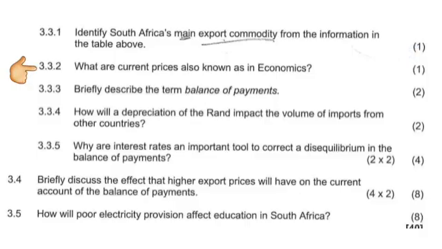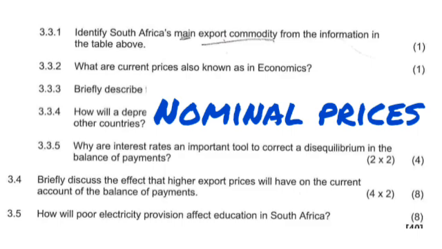And 3.3.2, it says what are current prices also known as in economics. This one doesn't even have to go back to the table. It's your general knowledge. If you have studied balance of payments before, we know that current prices are also known as nominal prices. In that table they said that those amounts are in millions of rands in current prices. Current prices is also known as nominal prices. So if you didn't know this, now you know this. Keep it somewhere, that current prices is the same thing as nominal prices.